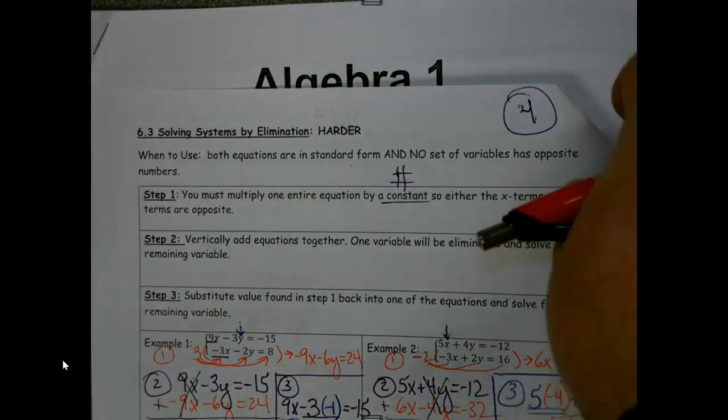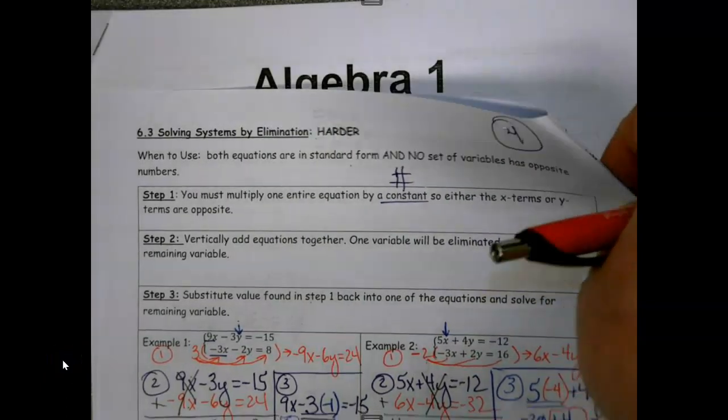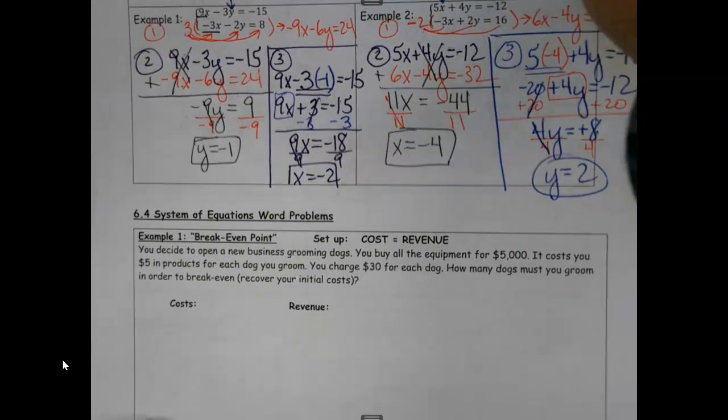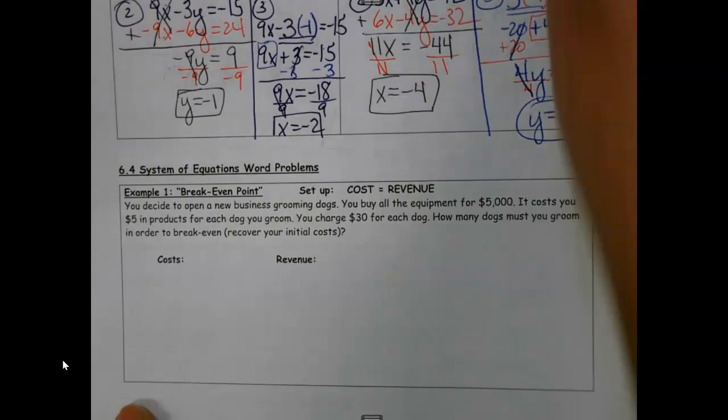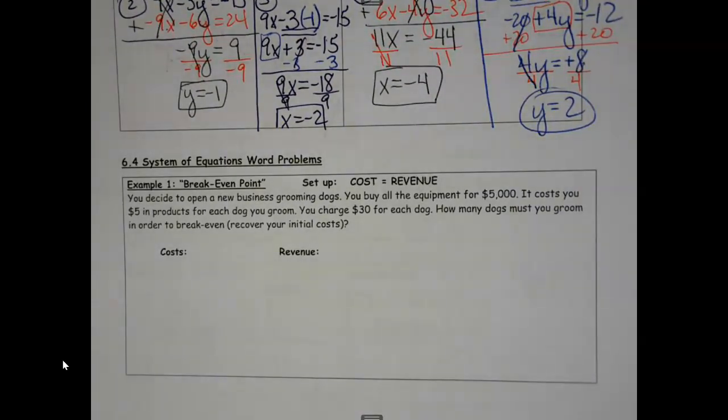Today, still in systems, but moving a little further down on page 4 to where our next blank is. We're going to be dealing with word problems, and we've got 3 types we're going to deal with. The first one is what's called a break-even point.